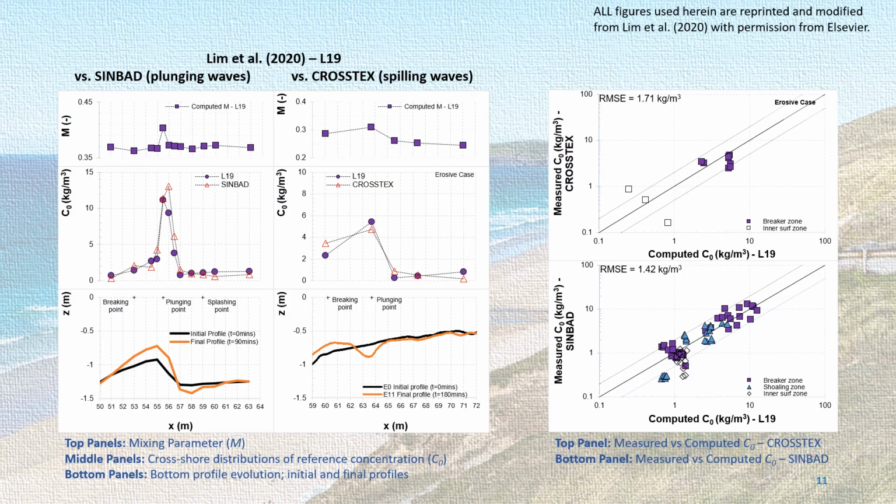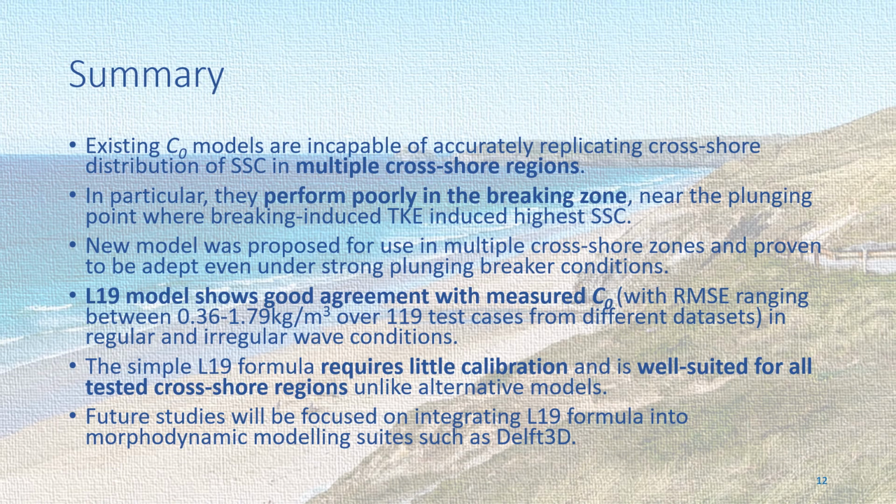Following the same method used for evaluating the existing models, the newly proposed L19 model was evaluated against measured data. The new model was found to perform very well, indicating good agreement with measured data in all three cross-shore zones. Even against the cross-text dataset, which had irregular spilling breakers, the performance of the L19 model was very good. The root mean square error when tested against all 119 test cases was also marginal, ranging between 0.36 to 1.79 kilograms per meter cubed.